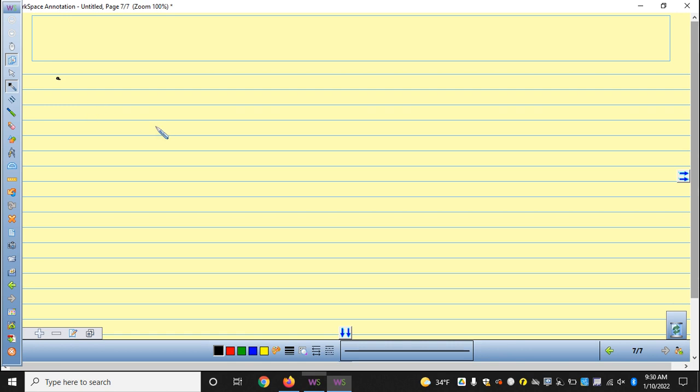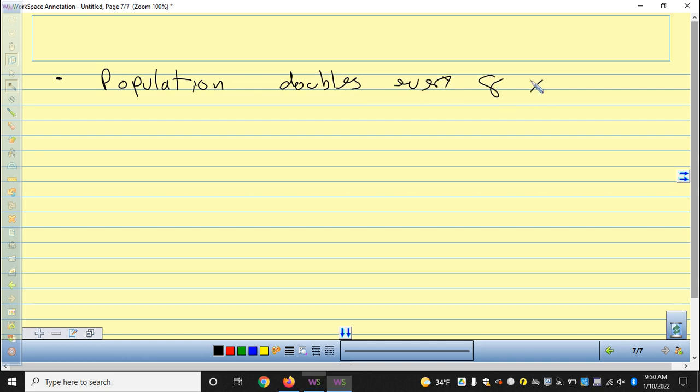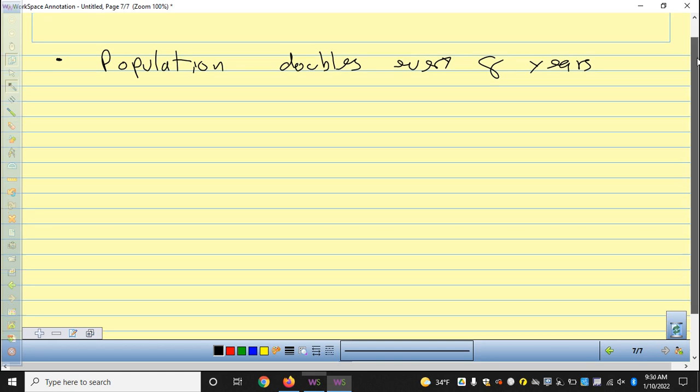Exponents describe population. A lot of population problems have to do with exponents. So we have a population of something that doubles every 8 years. If you listen to reports about COVID, for example, they talk about how quickly the number of cases double. And when it doubles more quickly, that means things are going worse. When it doubles less quickly, things are going better.